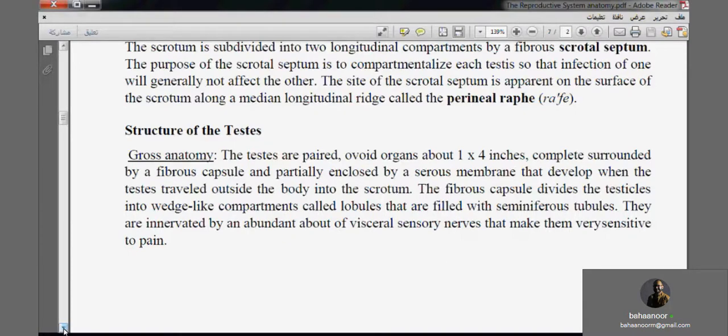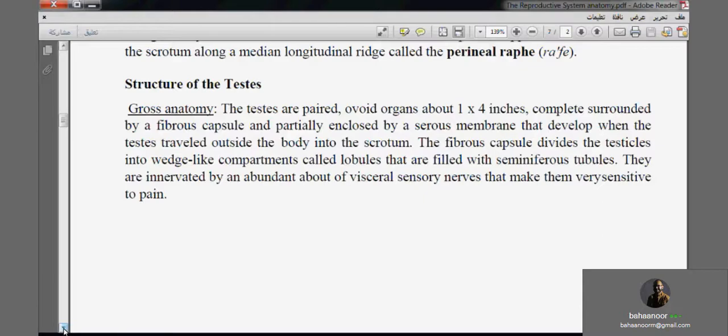The fibrous capsule divides the testicle into wedge-like compartments called lobules that are filled with seminiferous tubules. They are innervated by abundant visceral sensory nerves that make them very sensitive to pain.